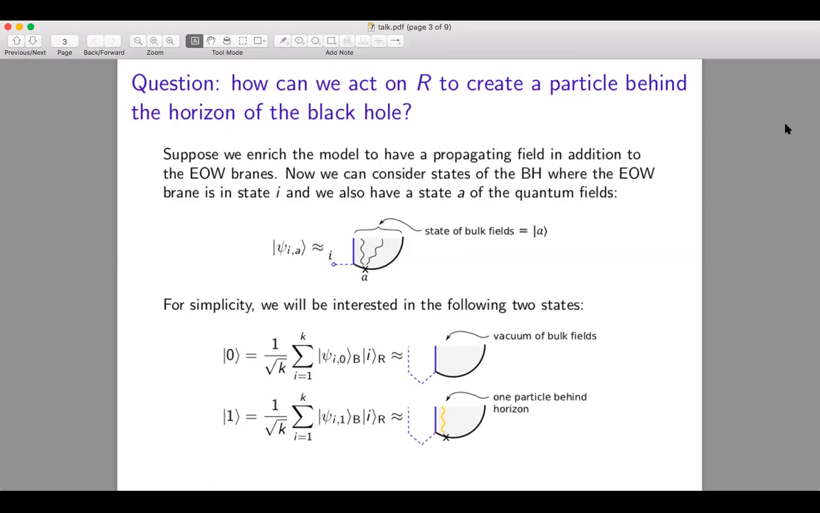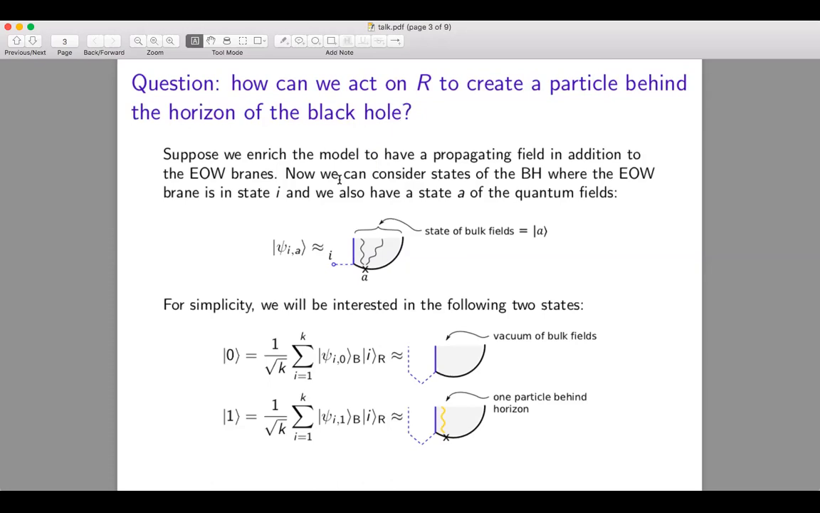So the question we want to address is how we can act on the radiation system R to create a particle behind the horizon of the black hole. And in order to have some particle that we can imagine creating, we have to enrich the model a little bit to have a propagating field in addition to these end-of-the-world brains.